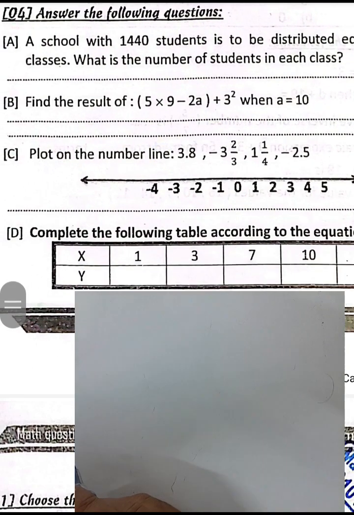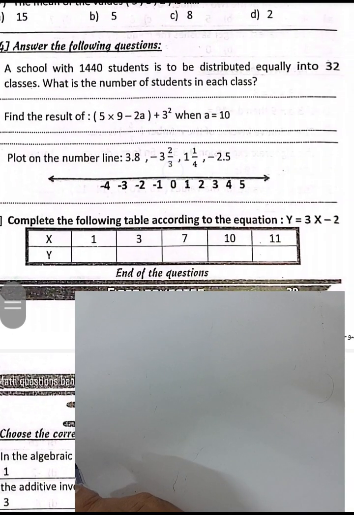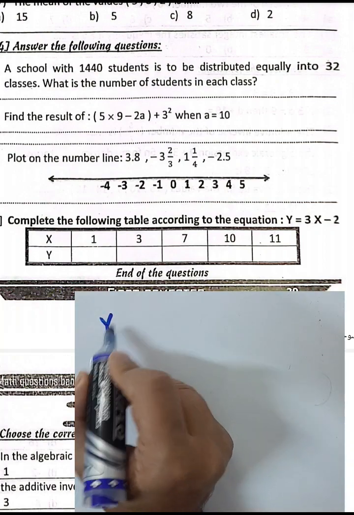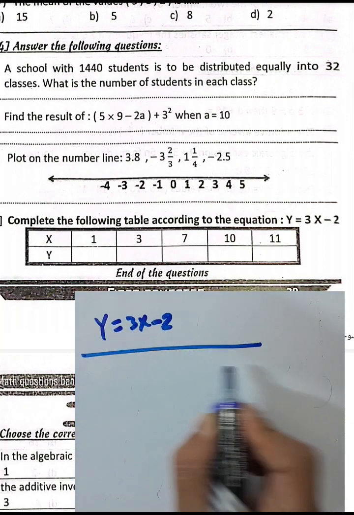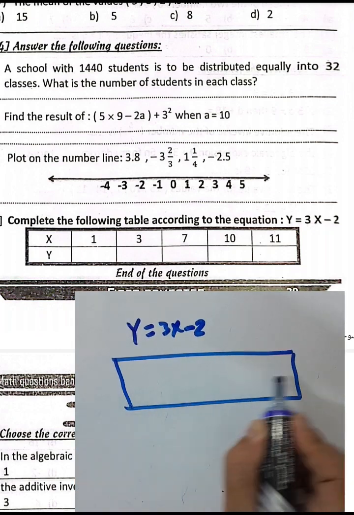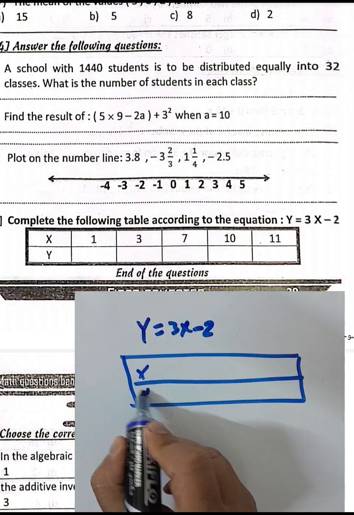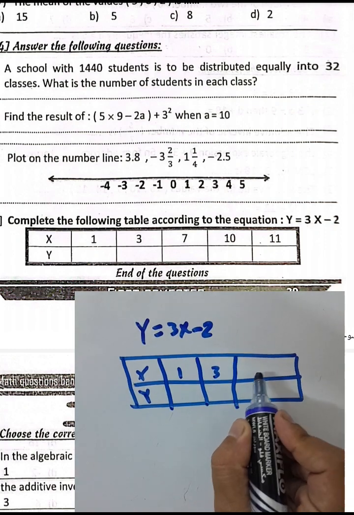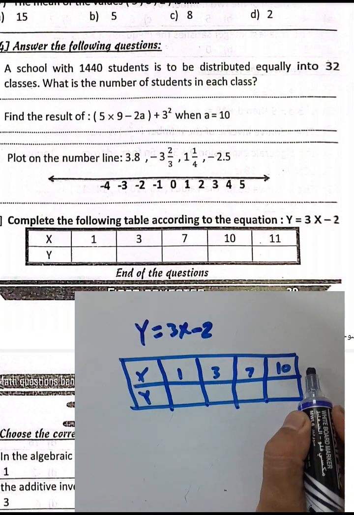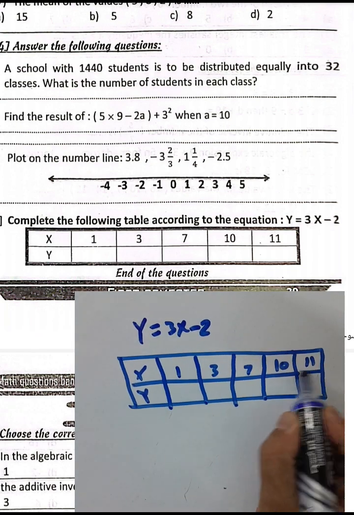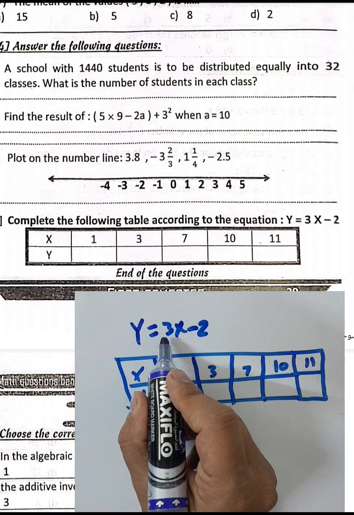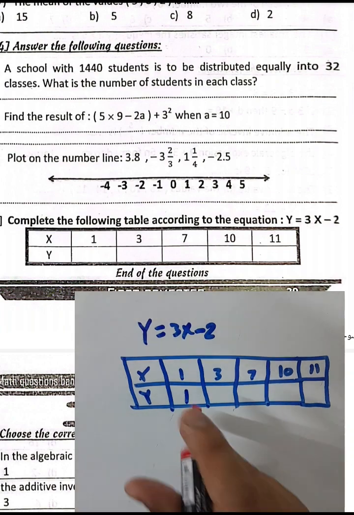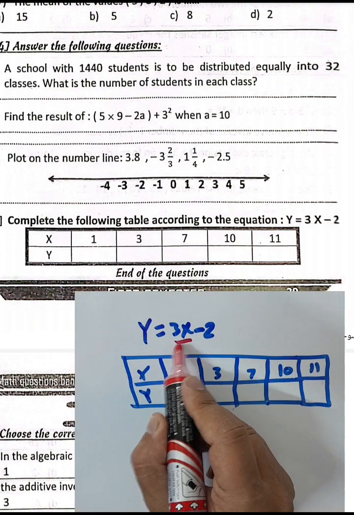Complete the following table according to the equation. We have the equation here, and we want to find the unknown values. The equation is y equals 3x minus 2, and he draws a table here. We have x and y: 1, 3, 7, 10, 11. Put x equal 1, 3 times 1 is 3, minus 2 is 1. Put x equal 3, 3 times 3 is 9. 9 minus 2 equals 7.